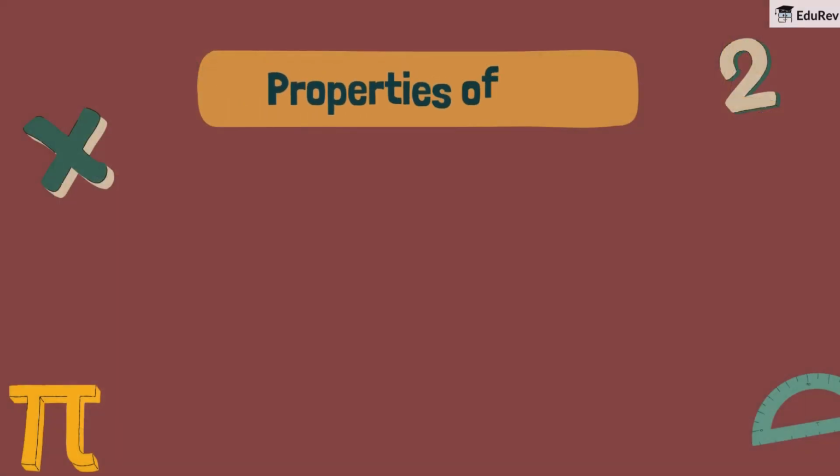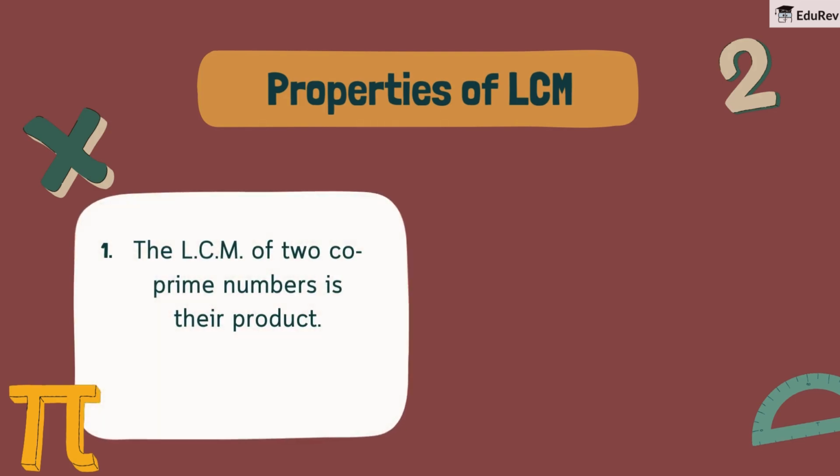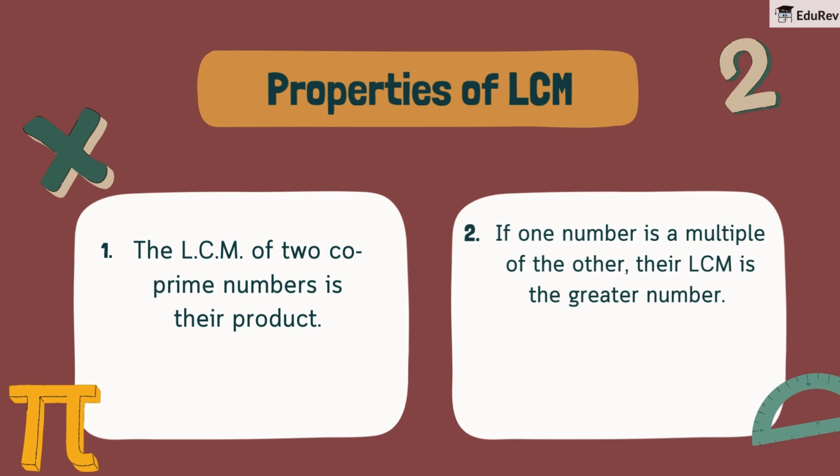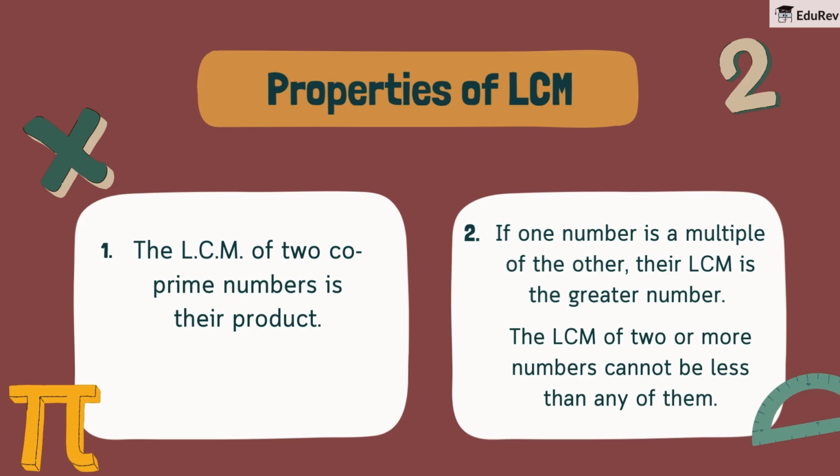There are also properties of LCM to remember. First, the LCM of two coprime numbers is their product. Second, if one number is a multiple of the other, their LCM is the greater number. Lastly, the LCM of two or more numbers cannot be less than any of them.